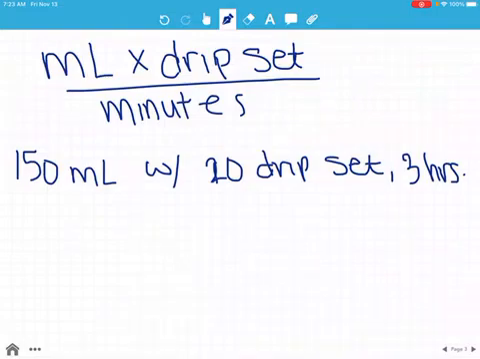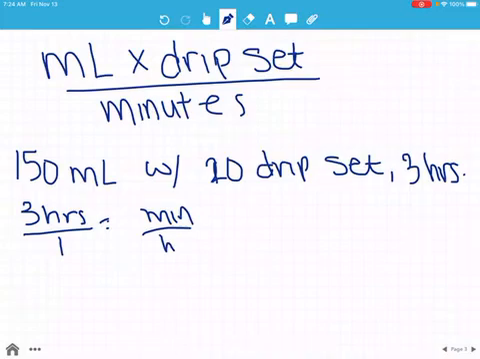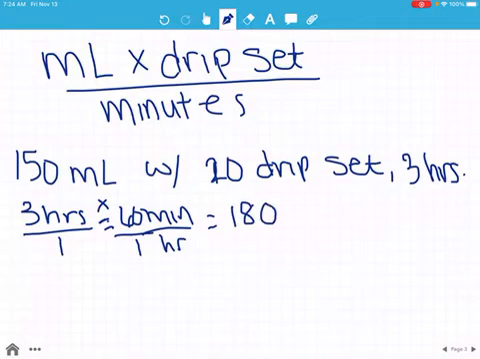Okay, so notice in my formula though, I'm given minutes to use, not hours. So I need to convert my hours to minutes before I even start. So again, we do our fractions, right? 3 hours over 1. We want to go minutes to hours. I know in 1 hour there's 60 minutes. So since the one's on the bottom, I'm going to multiply my two numbers. So I should get, what is that? I should get 180 minutes is equal to 3 hours.